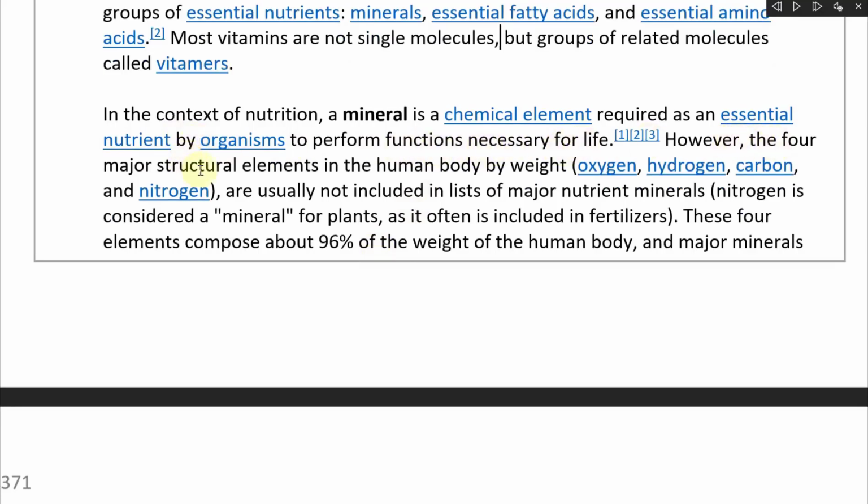However, the 4 major structural elements in the human body by weight, oxygen, hydrogen, carbon, and nitrogen, are usually not included in lists of major nutrient minerals. Nitrogen is considered a "mineral" for plants, as it is often included in fertilizers. So yes, these ones are essential, but they're usually not stated there, because minerals typically means a small amount. These are the 4 major ones, but in plants nitrogen is also sometimes labeled as a mineral because it's included in fertilizers.